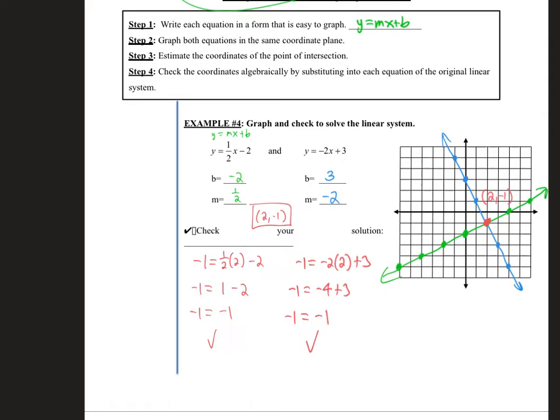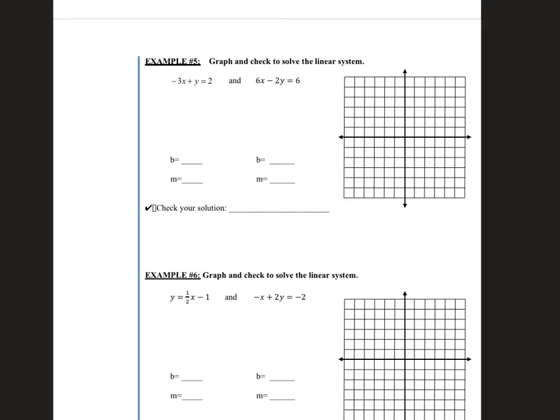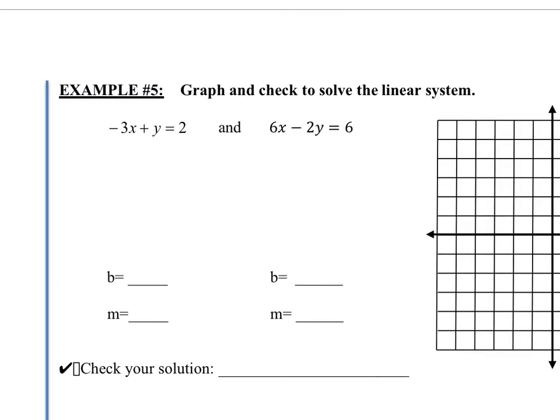All right, let's do some more practice here. We're going to be reviewing how to isolate y, get y by itself, and we're also going to get some weird answers here, and you'll see what I mean in a second. It says graph and check to solve the linear system. We have negative 3x plus y equals 2. First of all, is that in y equals mx plus b form? It is not. We need to get y by itself. Well, we need to add 3x to both sides. So then we get y equals 3x plus 2. And now we have y by itself, so it's in y equals mx plus b form, which is good.